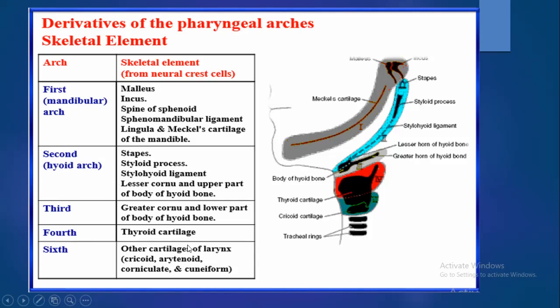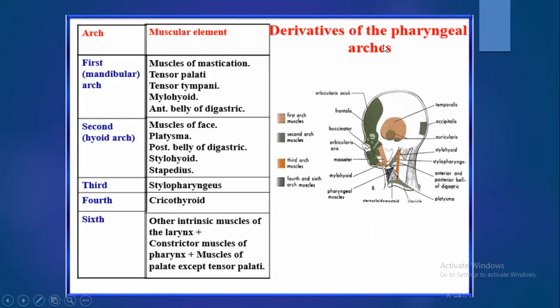The sixth one gives the cartilage of the larynx: cricoid, arytenoid, corniculate, and cuneiform. This is the skeletal derivative of the pharyngeal arch. Now the muscles. The first pharyngeal arch gives the muscles of mastication, tensor palatini, tensor tympani, mylohyoid, and the anterior belly of the digastric. The important note is that the anterior belly of the digastric muscle is supplied by the mandibular nerve.